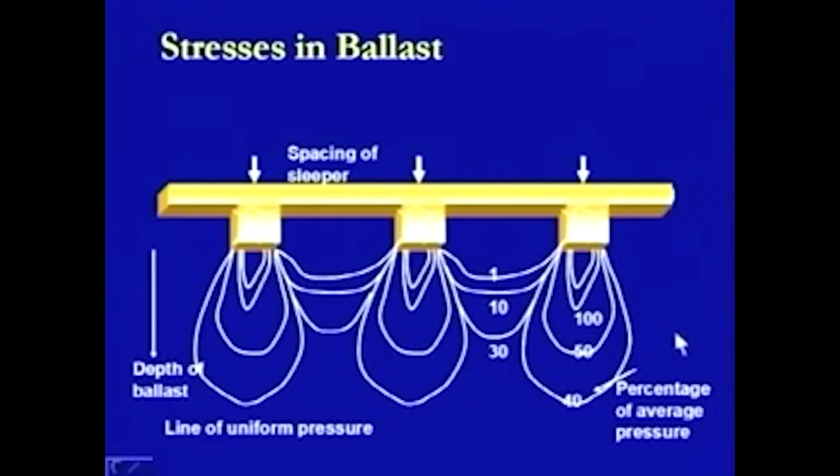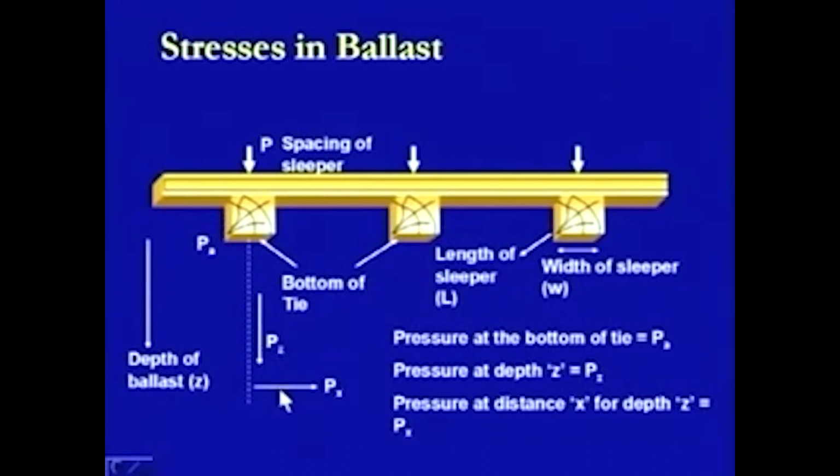So, we have to look at up to what level these stresses are going, and whether this value of 40 or 30 or whatever is coming at this level is such that it can be sustained by the subgrade soil at the bottom. So, we have to compute in that sense the value of this Pz and Px, that is the stress which is being induced below this rail seat at this level or away from this rail seat, that is in this direction.